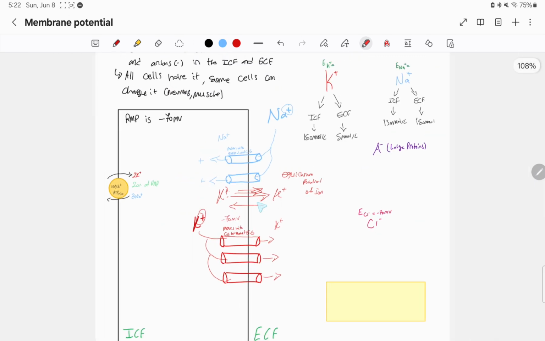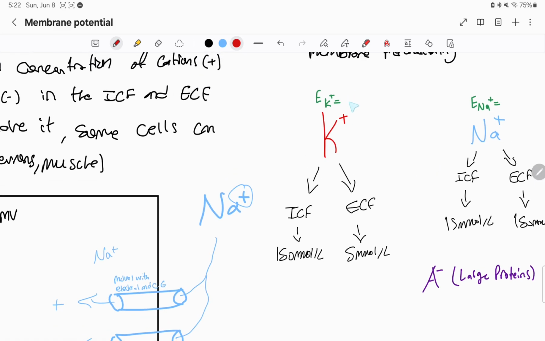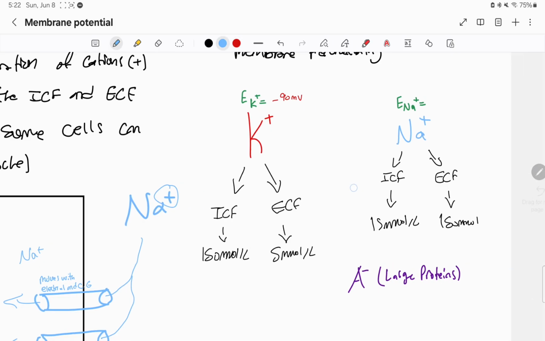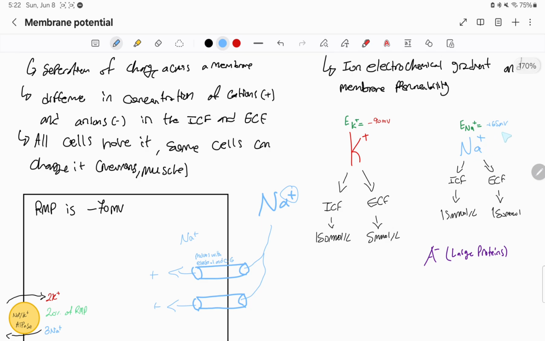Okay? So where does this occur? At what kind of membrane potential does this occur? Because the movement of these ions will dictate membrane potential. So if we were to just look at potassium alone, if we just let potassium reach its equilibrium, it would bring the membrane to around negative 90 millivolts. If we allowed sodium to just move on its own, without any other ions interrupting it, it would bring the membrane to positive 65 millivolts. So sodium reaches equilibrium at positive 65, potassium reaches equilibrium at negative 90.